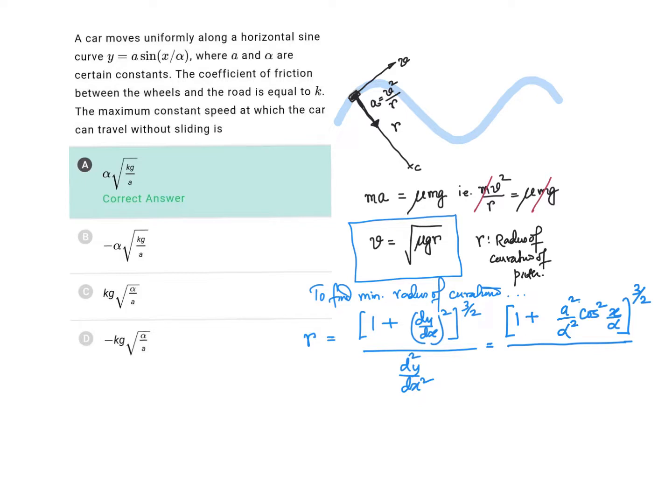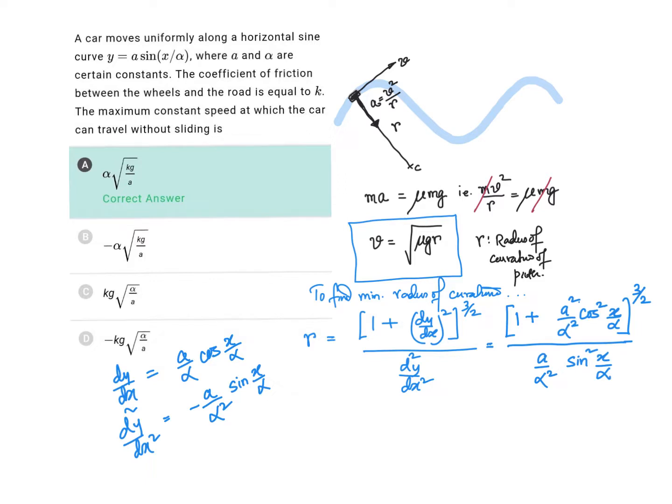Now then you know dy/dx. What is dy/dx? Dy/dx is a by alpha cosine of x by alpha. So again find the derivative of this: the second derivative is equal to a by alpha square, now minus sine x by alpha. So that's mod, so we have to take the mod value of that.